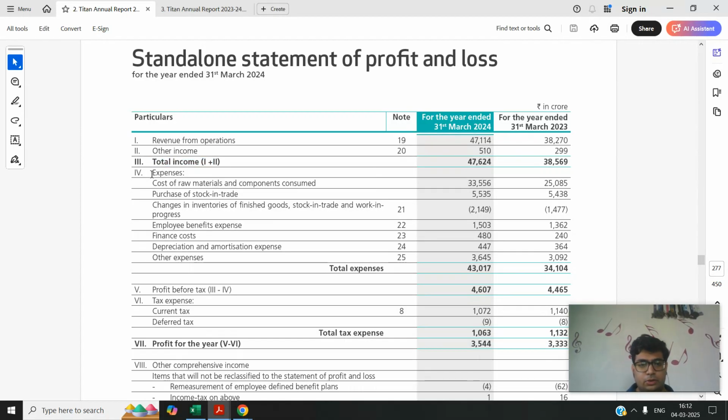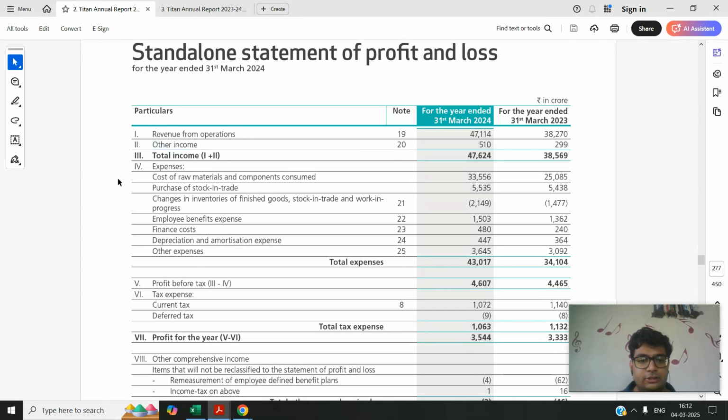But before we move on to expenses, I just want to highlight, for income there are always just 2 headings. The income from your main business will go in revenue from operation. Any other income that you earn will go in other income, and usually other income is quite trivial compared to your main income. Now let's move on to expenses.